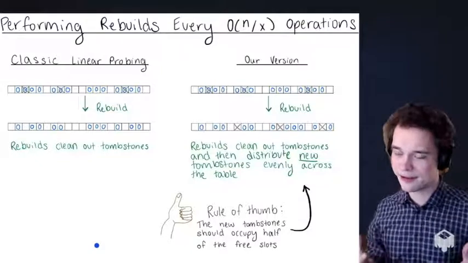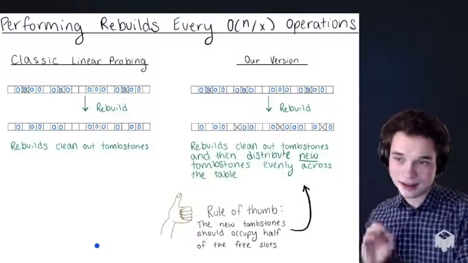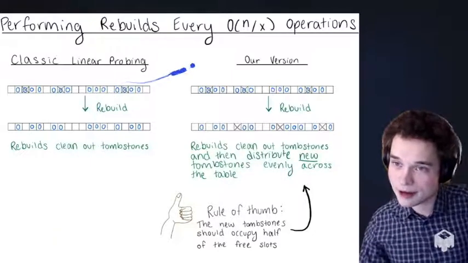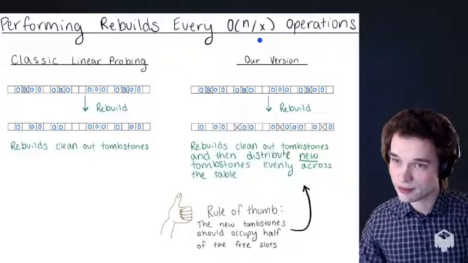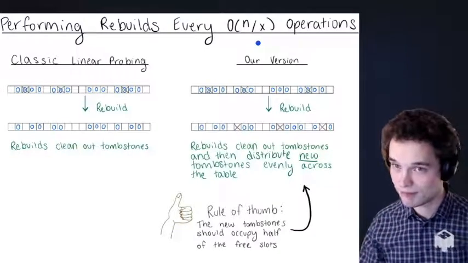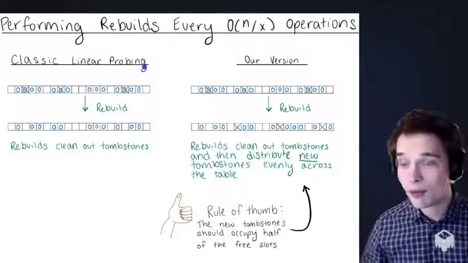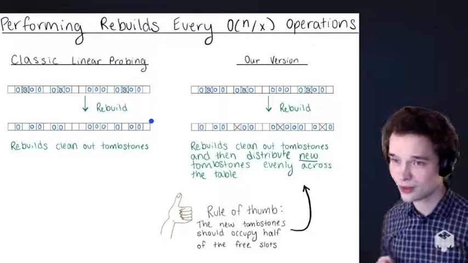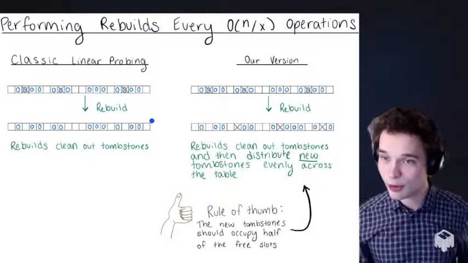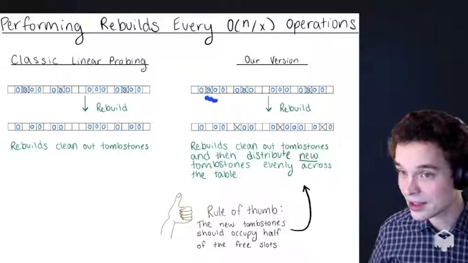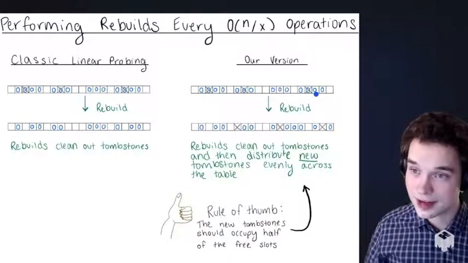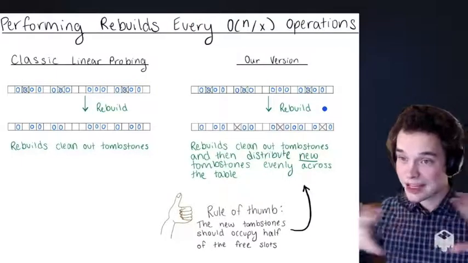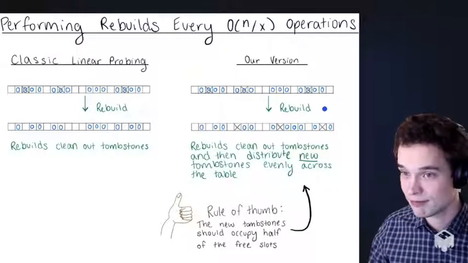This might sound abstract, but there's a very concrete and simple way that you can do this, which is that every order n over x operations, you rebuild your hash table. In classical linear probing, the point of this rebuild is to eliminate the tombstones that are in your hash table, to clear out the tombstones. Here, the point of our rebuild is, yes, to eliminate the tombstones that are currently there, but then to insert new tombstones spread evenly across the hash table.